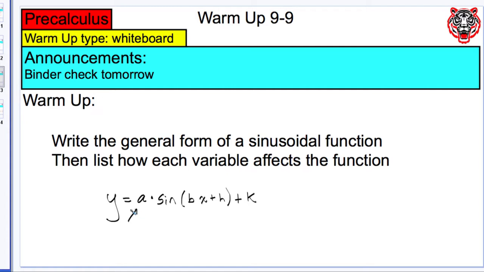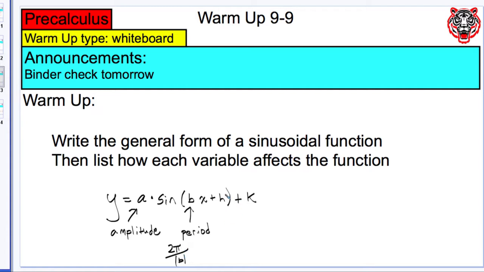So a, this affects the amplitude. B, that affects the period. And how does it affect the period? You should also know this too. It affects the period because you know that the period is going to be 2 pi divided by whatever that b is, absolute value, because it's always positive.